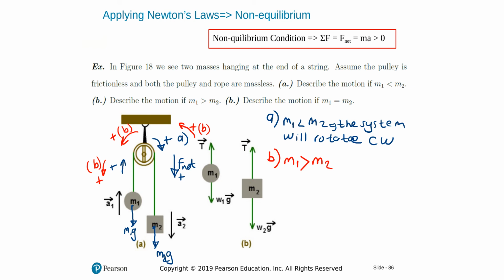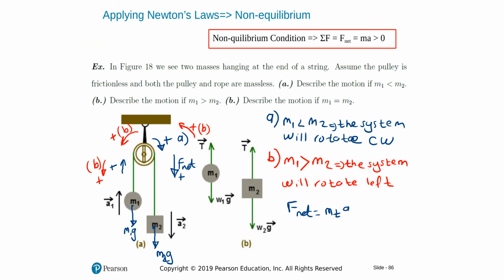Just go by logic. The system will rotate left because M1G will win. In either case, to find the acceleration, we apply Fnet is equal to M total times A here because we have two masses. So we'll add all the forces.